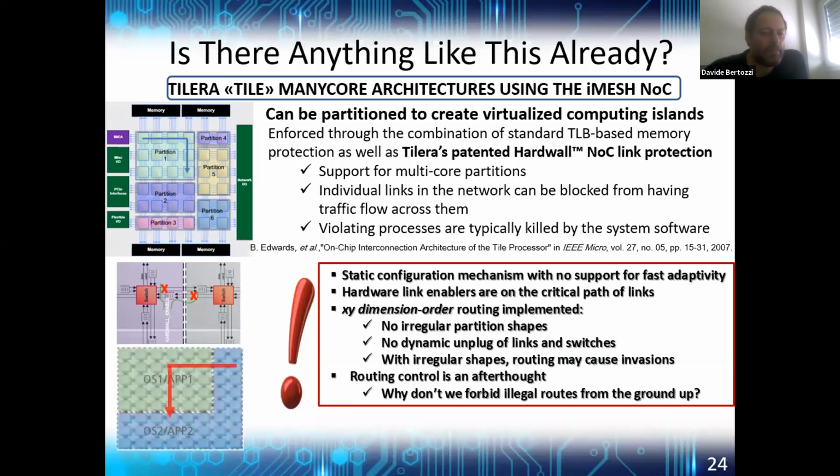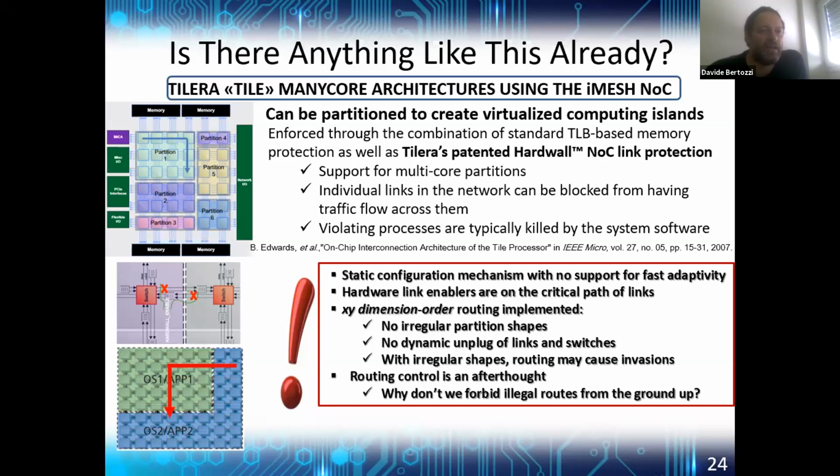And in case they had an irregular partition shape and they kept using X and Y routing, what would happen is that this packet that goes from this source to this destination would end up invading the green partition and be derouted to the south in order to reach the intended destination in the blue partition. So you would end up having partition invasion, which is not good for security, predictability, composability, reliability, and so on.